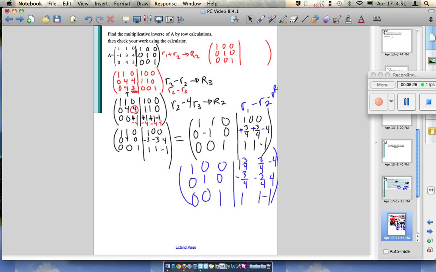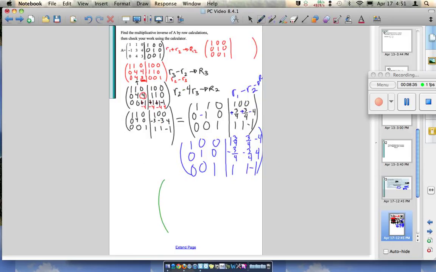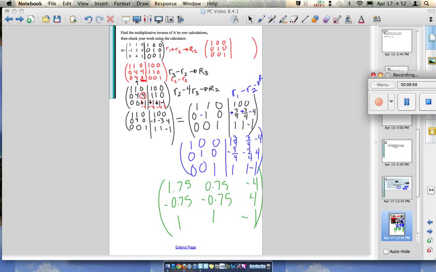Yes, I can simply punch into my calculator and verify that this is the correct inverse if I'm not sure. The inverse matrix that I have found here is the matrix. Feel free to use decimals. These are fine decimals to use, so you could call it 1.75, 0.75, -4, -0.75, and so on. But apparently this is my inverse matrix. That will be the inverse of A.